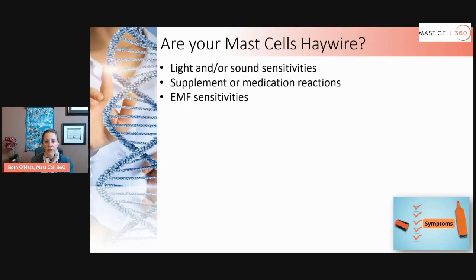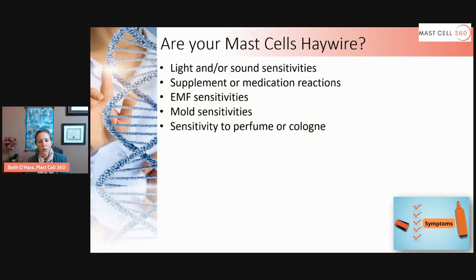Do you have EMF sensitivities? Mold sensitivities? Do you have sensitivities to perfume or cologne? So this is like if you're like I was, or fragrances in general. I used to have to hold my breath to go down the laundry detergent aisle, or I'd feel like I was going to pass out if somebody was wearing perfume next to me.